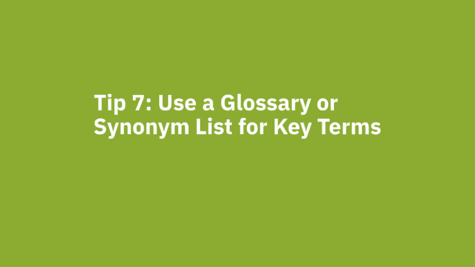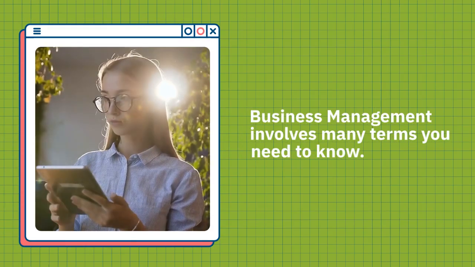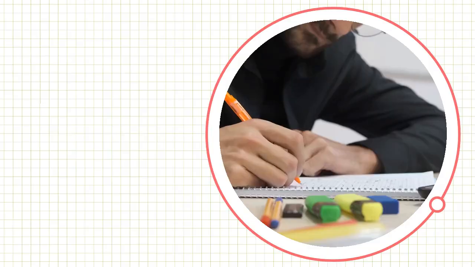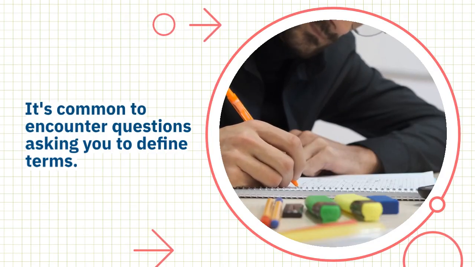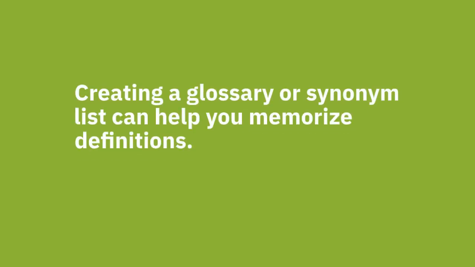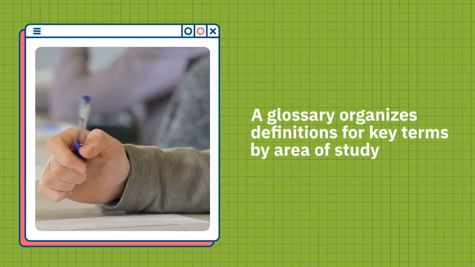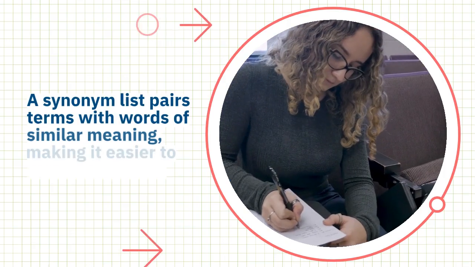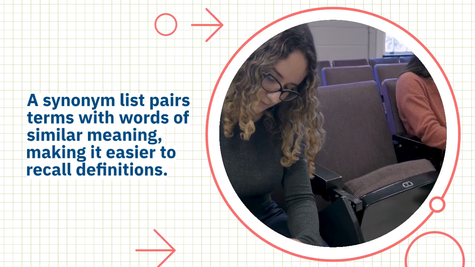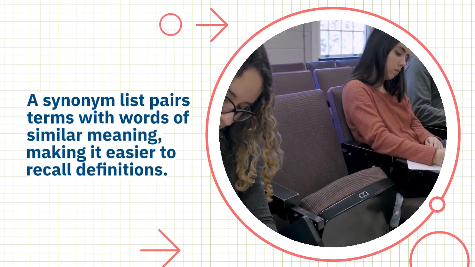Tip 7. Use a glossary or synonym list for key terms. Business management involves many terms you need to know. It's common to encounter questions asking you to define terms. Creating a glossary or synonym list can help you memorize definitions. A glossary organizes definitions for key terms by area of study, while a synonym list pairs terms with words of similar meaning, making it easier to recall definitions.